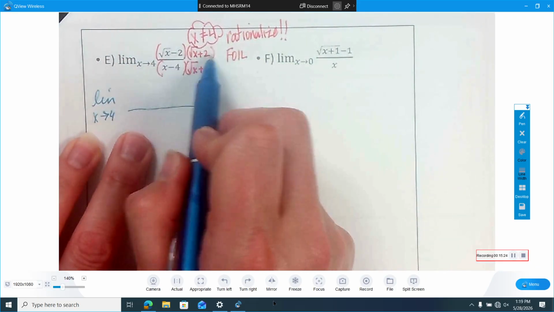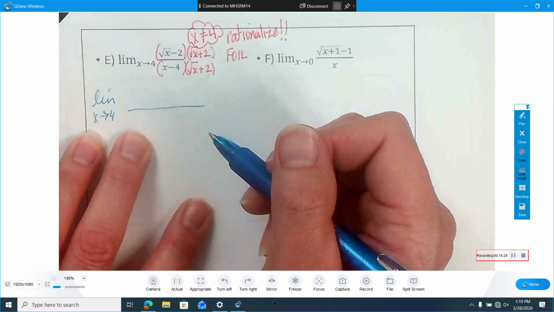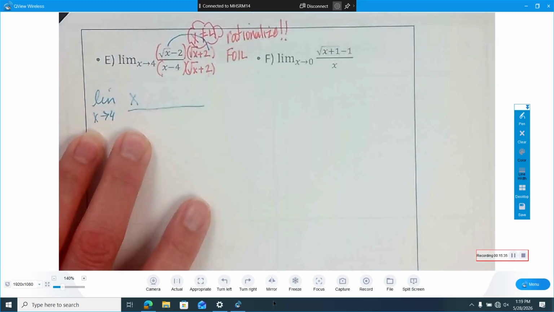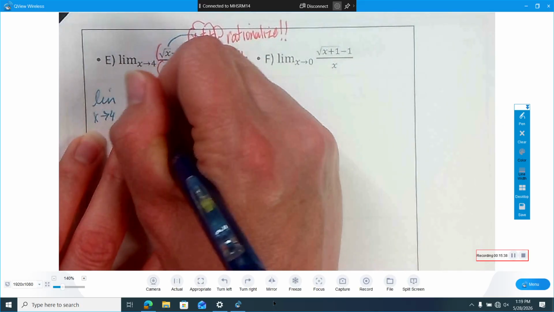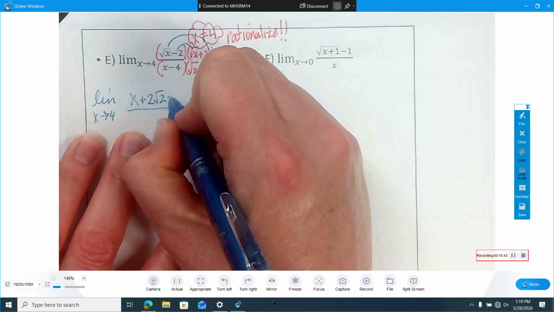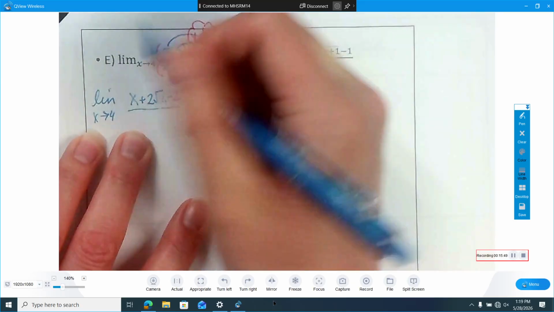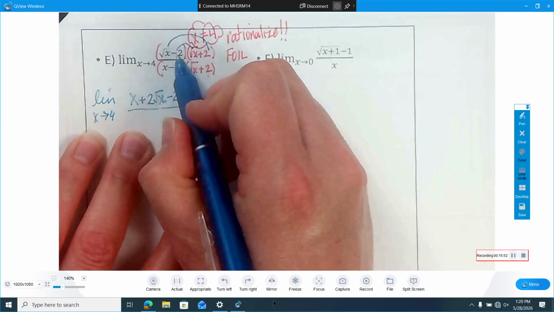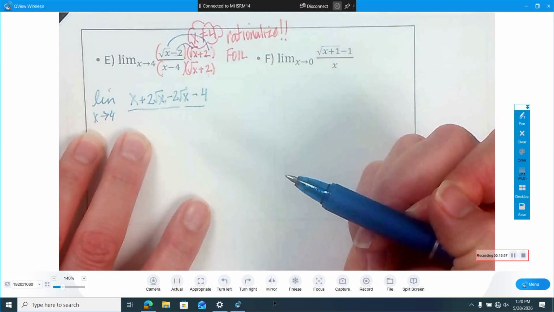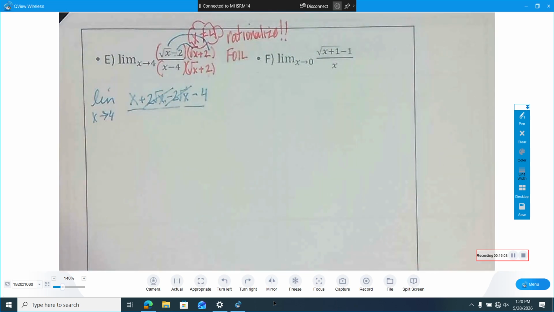All right, in the numerator, I'm FOILing. What is radical x times radical x? X. And the outside becomes 2 times radical x, so that's positive 2 radical x. And the inside becomes negative 2 radical x. Ooh, yes, that's why we do the conjugate. And then last times last would be negative 4. Negative 2 times positive 2 is negative 4. So you can see when we use the conjugate, the radical disappears for us, and that's very nice.